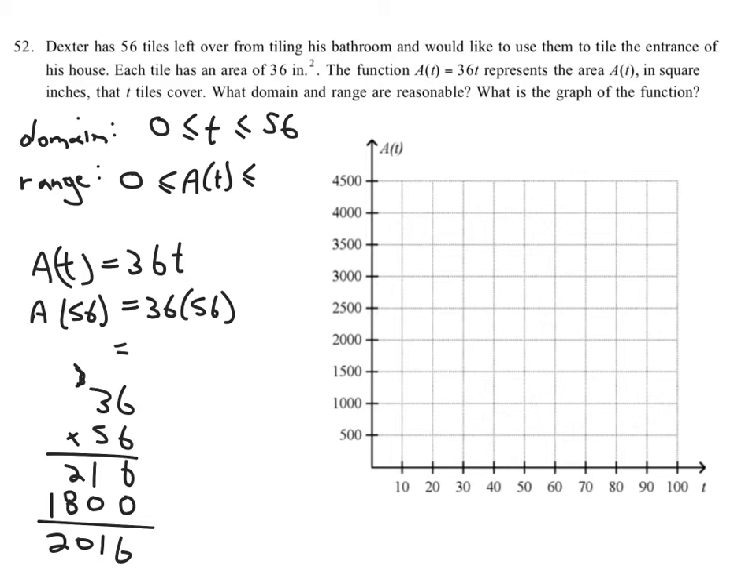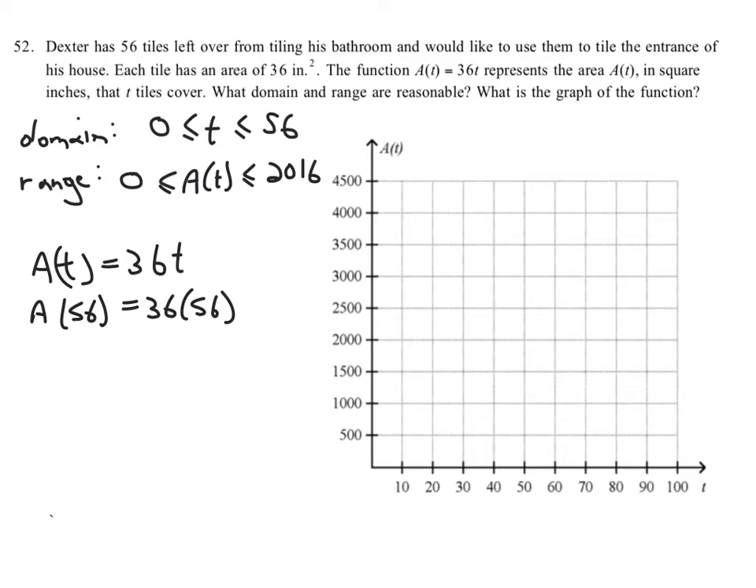2,016. So that area would be anywhere from 0 to 2016. Okay, and I did that by calculating the maximum number of tiles he could use, 56, where the rule says to multiply the number of tiles by 36, which is its area in square inches. Okay, so that's then the range out.